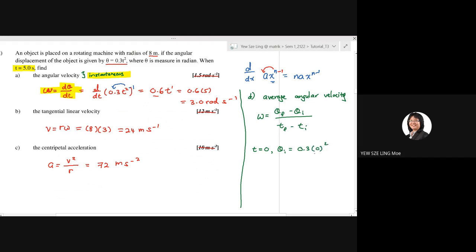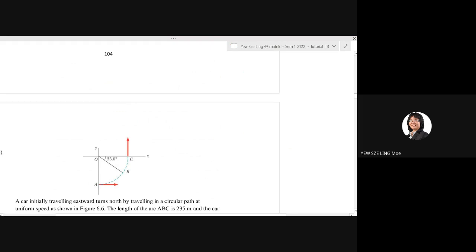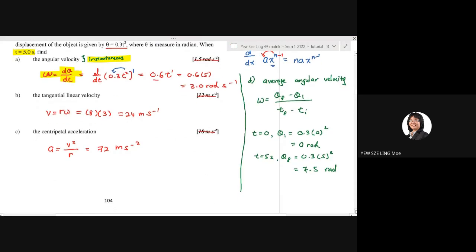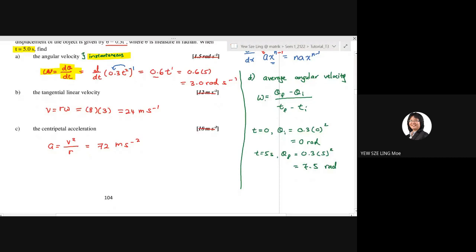0.3 times 0 squared, which equals 0 radian. And then at t equals 5 seconds, theta final is equal to 0.3 times 5 squared, which equals, I think, 7.5. Okay, 7.5 radian. You can then sub it into the equations for the average.